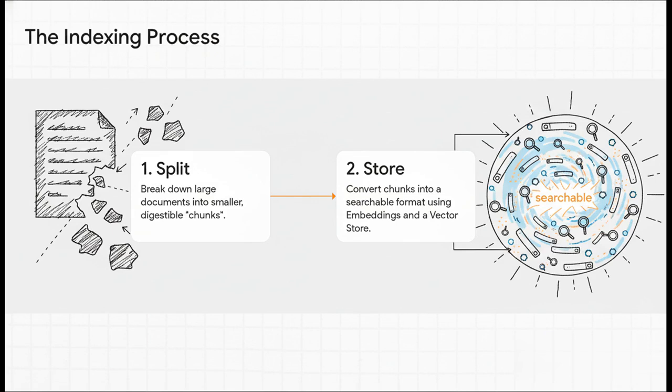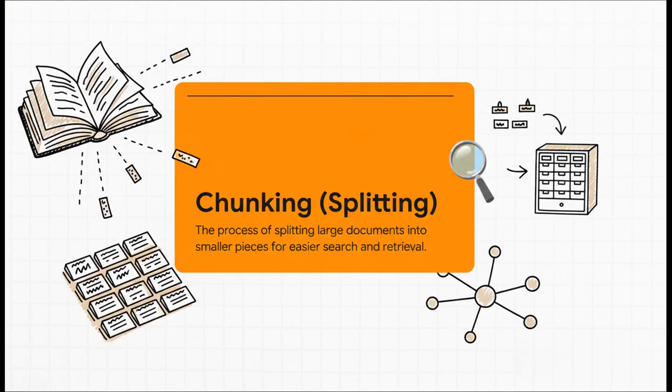Then, it stores those chunks in a very special way that makes them incredibly easy to find later. This first part is called chunking, and it's pretty much what it sounds like. It's like our AI librarian is going through every book, page by page, and creating this perfectly organized stack of index cards. Each card has just one small, focused piece of information on it.